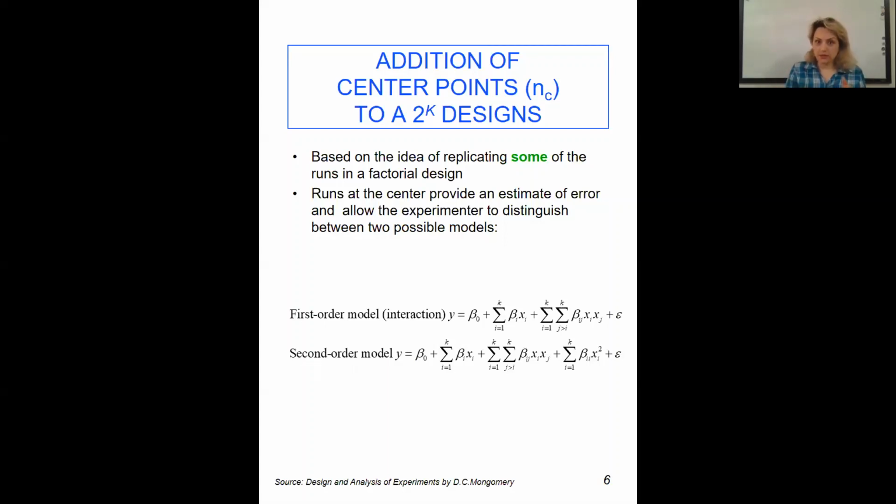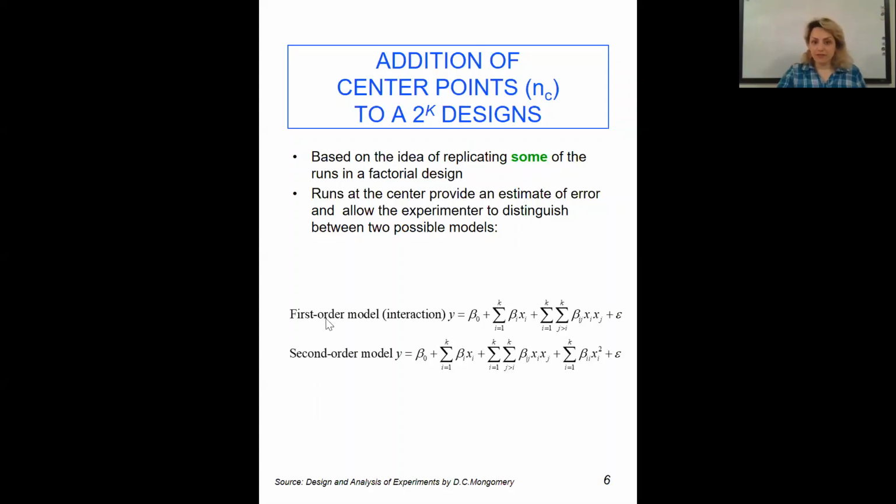Runs at the center are almost at the center of the range. For example, if I have a lower temperature of 30 and a higher temperature of 50, then the temperature for that center point is going to be 40, exactly between 30 and 50. So runs at the center provide an estimate of error, which we have called pure error so far, and allow the experimenter to distinguish between 2 possible models. Let's see what that means.